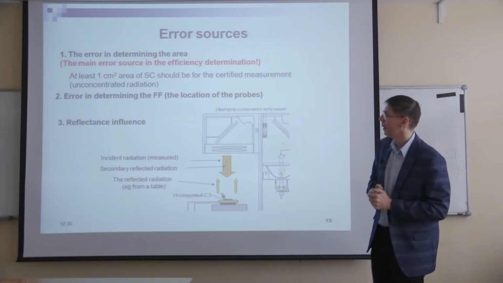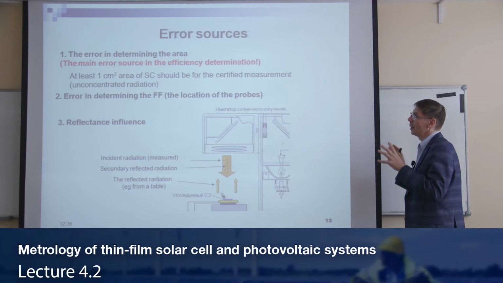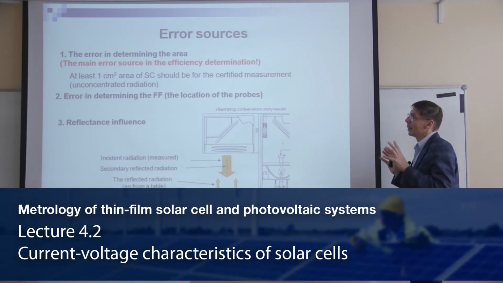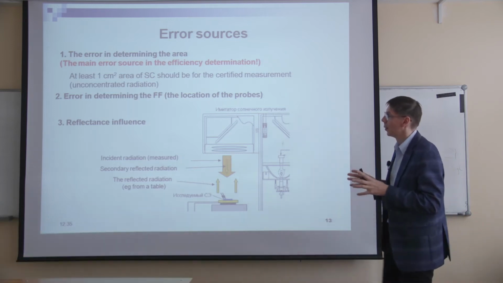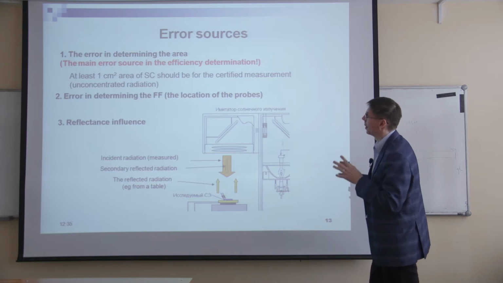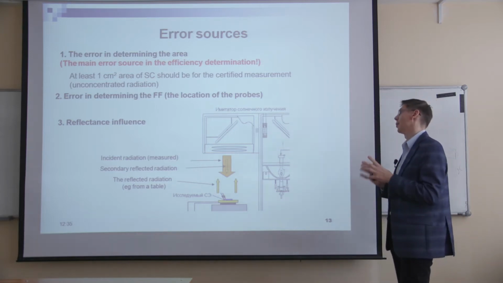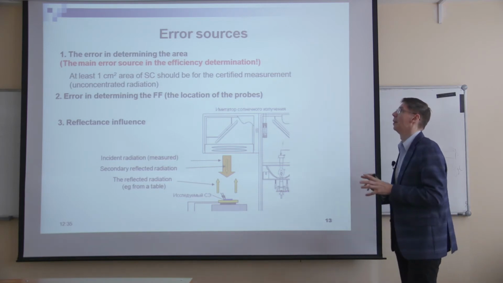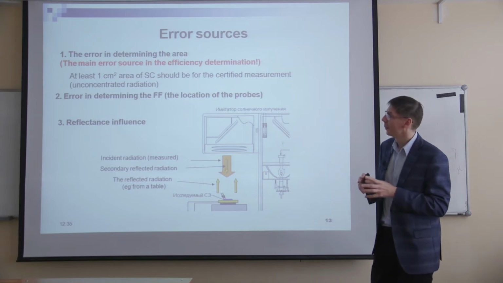So, the second point for this part is related to the source of the errors. Actually, the main source of the errors seems to be a little bit strange, but it comes from the incorrect determination of the area of the solar cell.